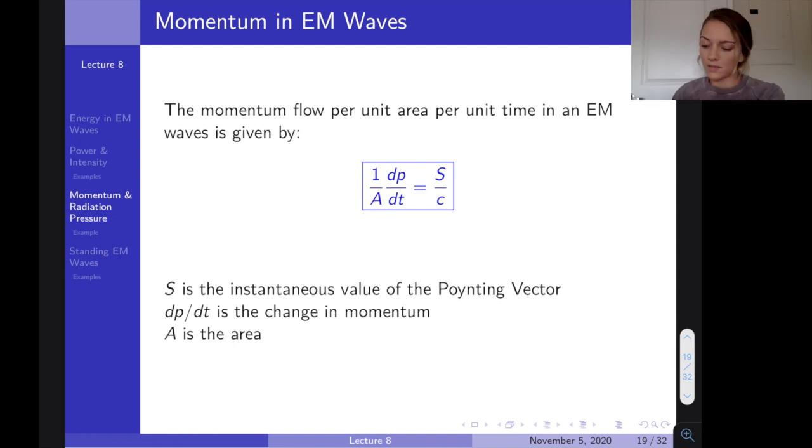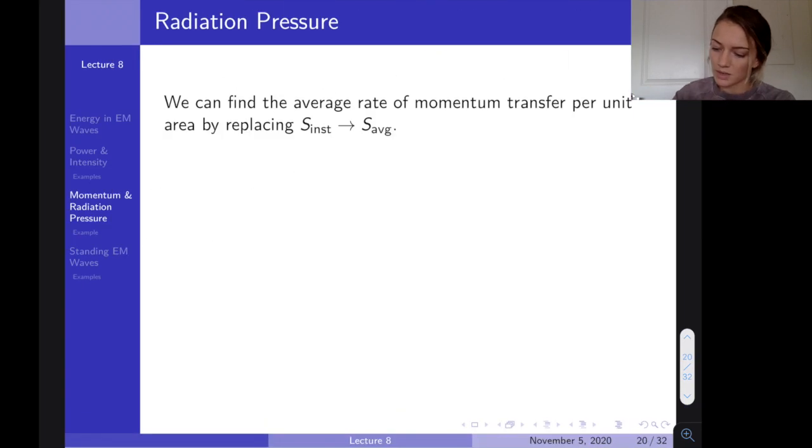And now if we want to find the average momentum flow rate by changing this to the average value of the Poynting vector, we can do that too. So let's replace, so we have 1 over A dp/dt is equal to S instantaneous over c. And now we want to replace that with the average value.